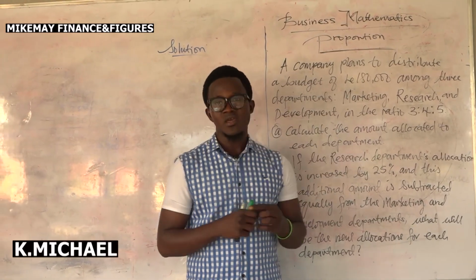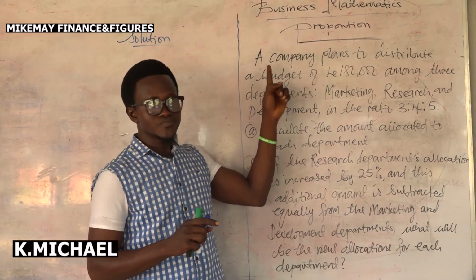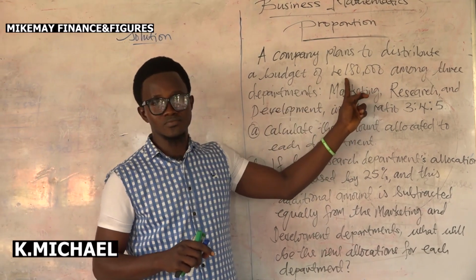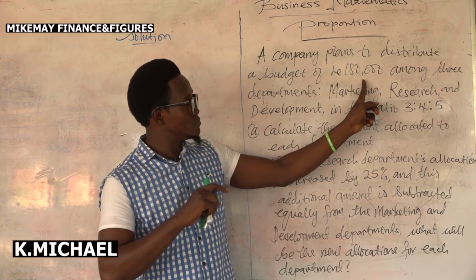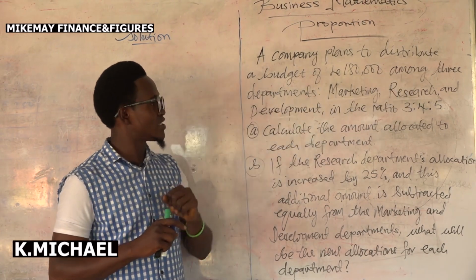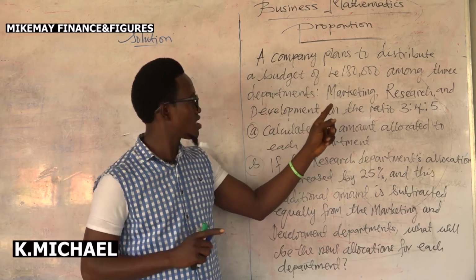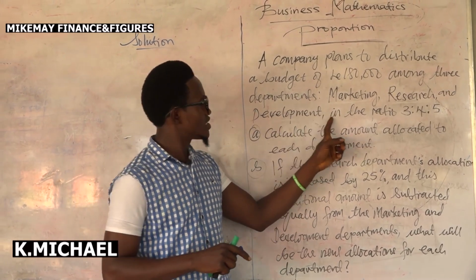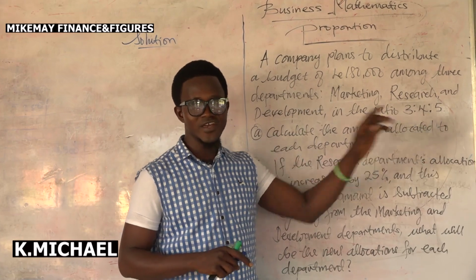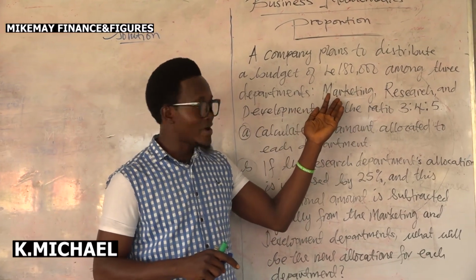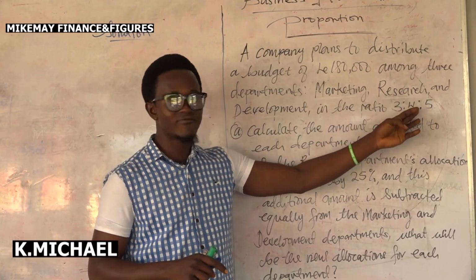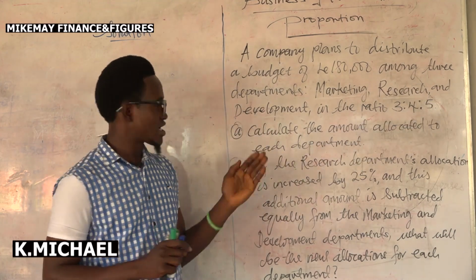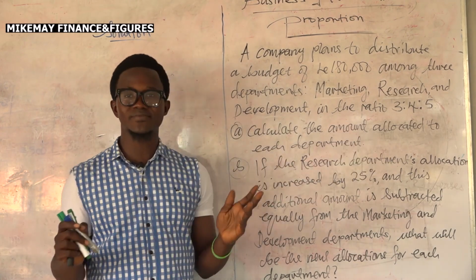Now, let's go straight to the problem. The problem is saying a company plans to distribute a budget of 180,000 loans among 3 departments. What are the departments? Marketing, research, and development, in the ratio 3:4:5. Don't forget, respectively, marketing has 3, research has 4, and development has 5. Good. Now, A is asking us to calculate the amount allocated to each department.